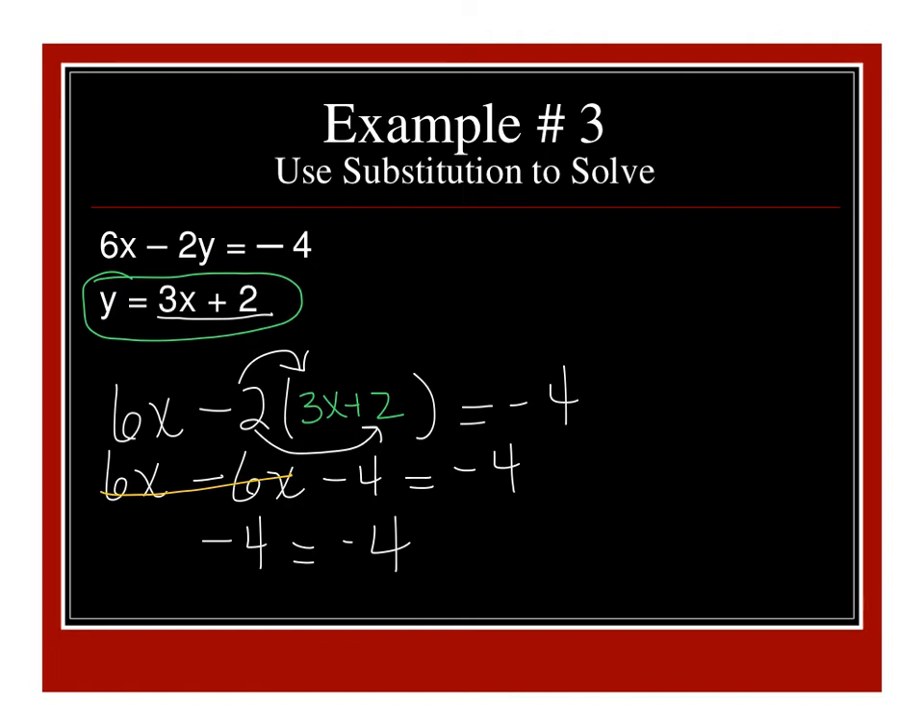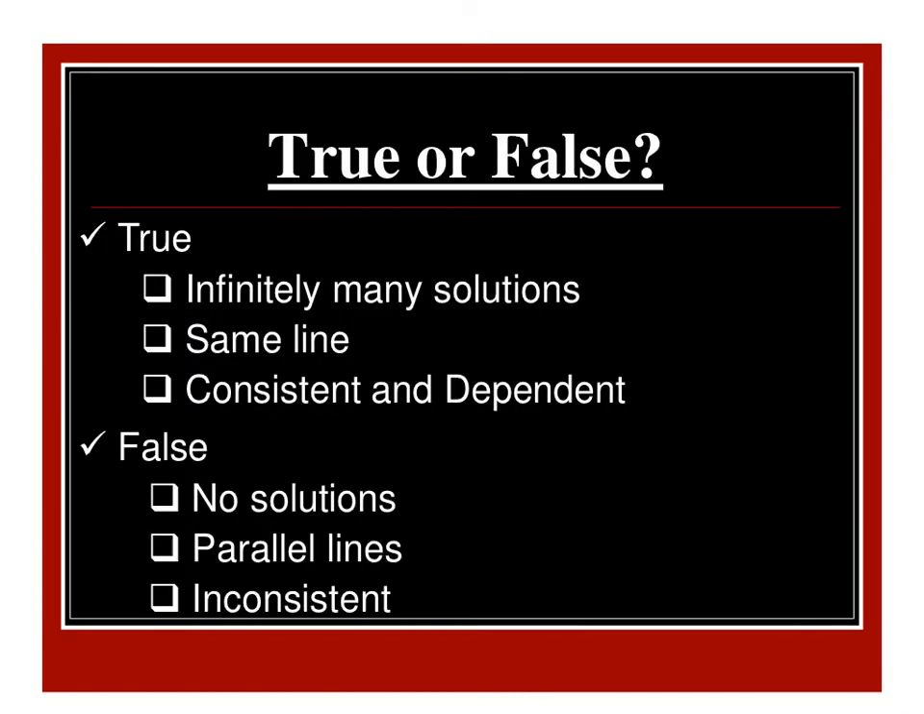So what does that mean when I have negative 4 equals negative 4? Well, is that a true statement? And yes, it is, because negative 4 and negative 4, they are equal to each other. When you have a true statement, you have infinite solutions. When you graph those, if you put them in slope-intercept form and graph them, it's going to be the same line. And that means you have a consistent and dependent system.